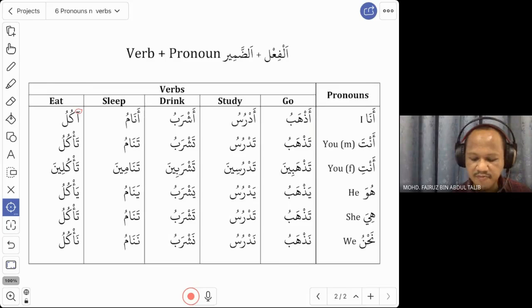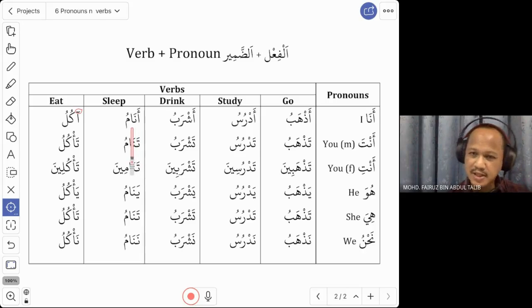Right, so the same for adrus. Adrus fi jami'ah. I study in the university. Okay. Ashrab, I drink. So you can find in the dictionary how to say water, and then find the word water. You combine. Ashrab ma, for example. Alright. So you can explore the vocabularies on your own. Combine and use all these words.